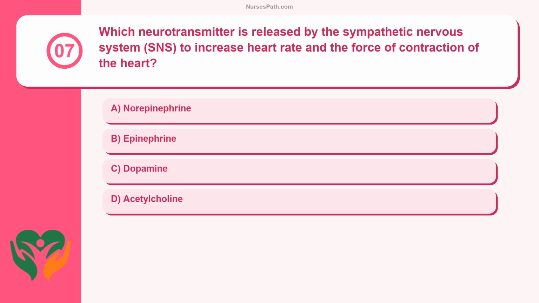Question 7. Which neurotransmitter is released by the sympathetic nervous system, SNS, to increase heart rate and the force of contraction of the heart? Norepinephrine, epinephrine, dopamine, acetylcholine.